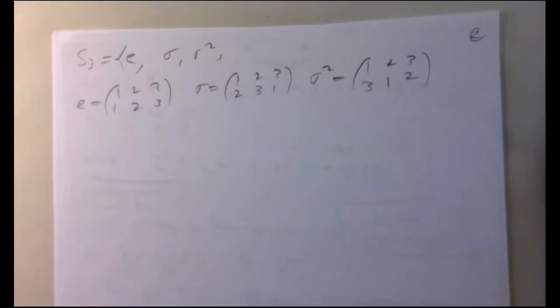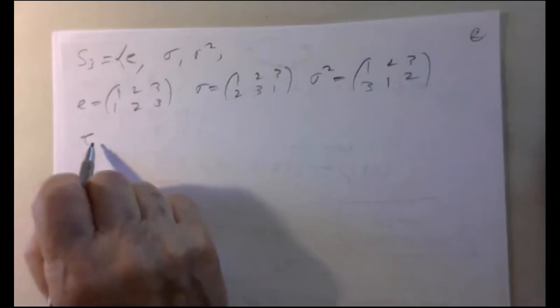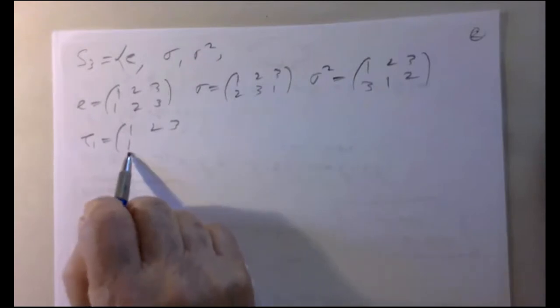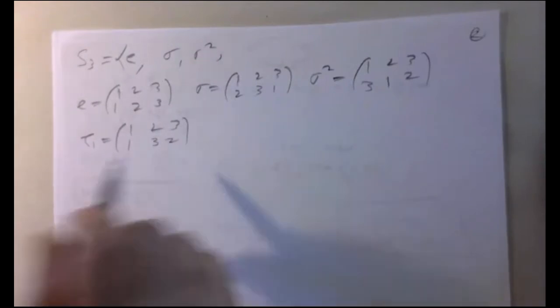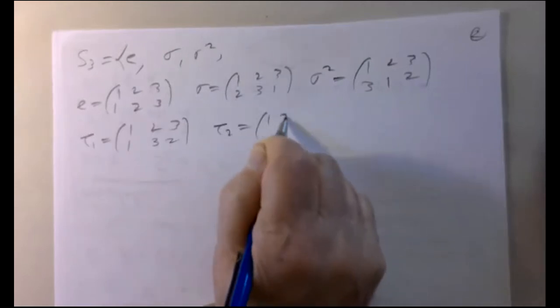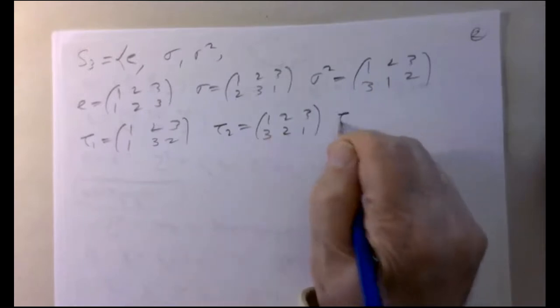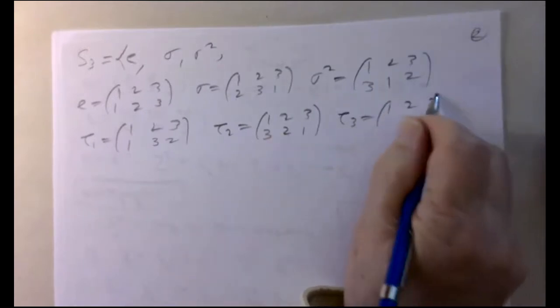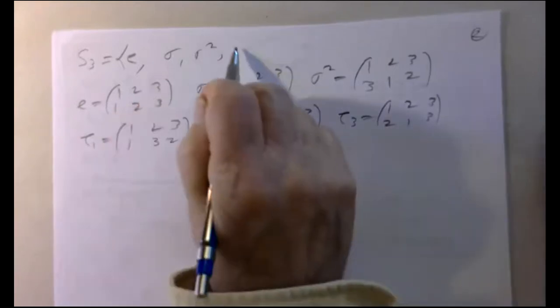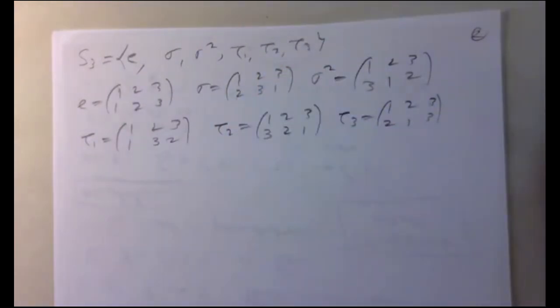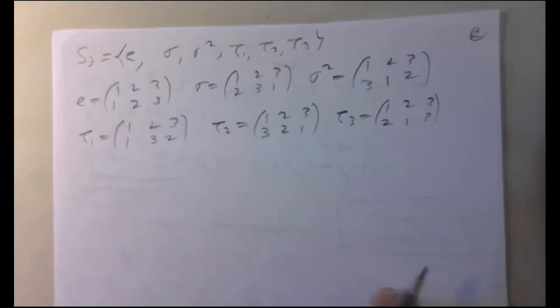And we also have some other permutations. Let's say tau 1 fixes 1, but interchanges 2 and 3. Tau 2 sends 2 to 2, but it interchanges 1 and 3. And tau 3 sends 3 to 3 and interchanges 2 and 1. So we have at least these 6 permutations in S3, and that's all there are.